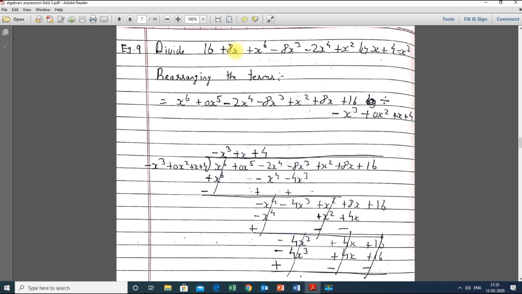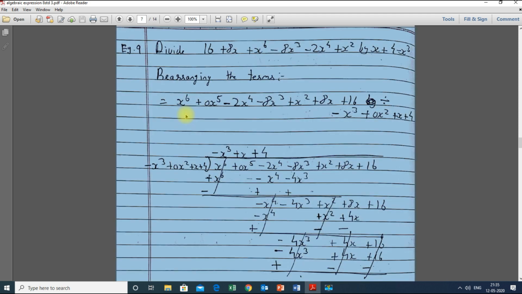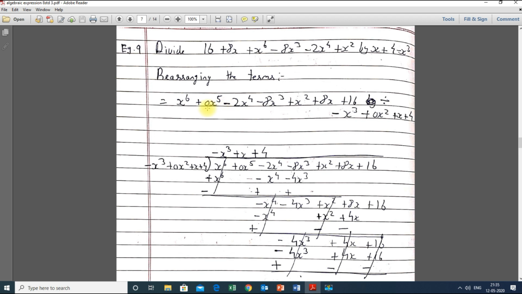Why rearranging? Because we always write the highest power first, and then we write the smallest power. Therefore, here the highest power. I'm not saying degree, you have to find the highest power. Highest power is x raised to 6. So I wrote x raised to 6 over here. Now after 6, we know that 5 comes. Therefore, I wrote 0 x raised to 5. Understood? Because 0 into x raised to 5 will give us 0.